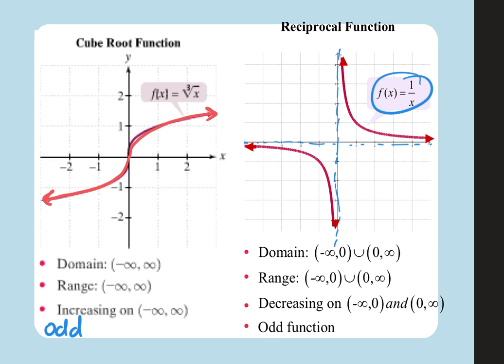And it is first decreasing on the left-hand side. This whole part would be decreasing, so from negative infinity to 0. And it stops, but it is also decreasing on the right-hand side from 0 to positive infinity. And it is symmetric to the origin, so it's also odd.